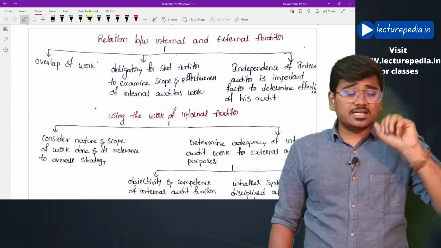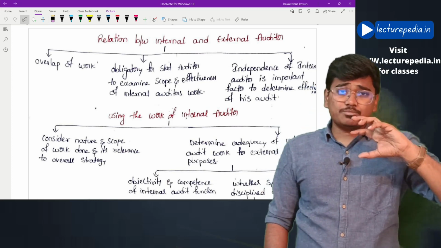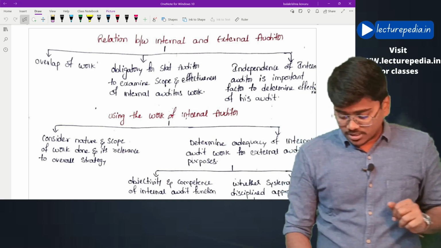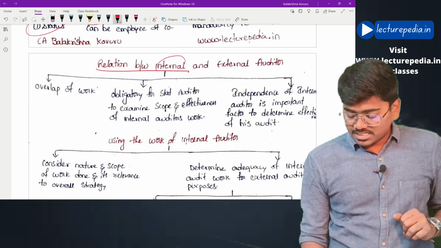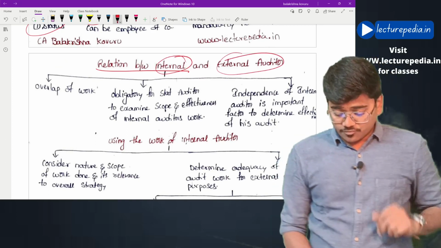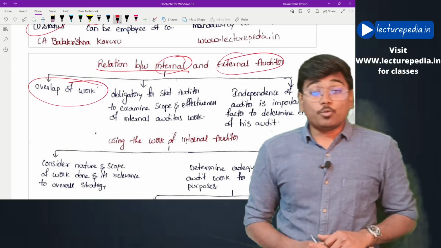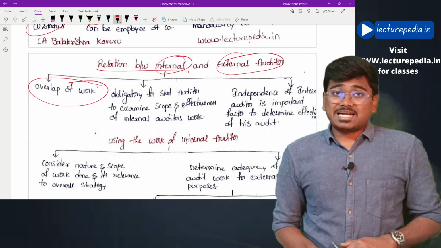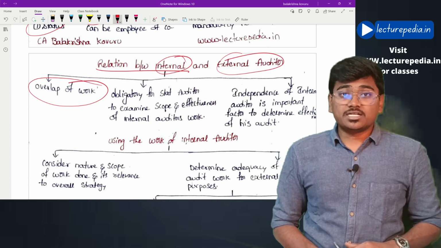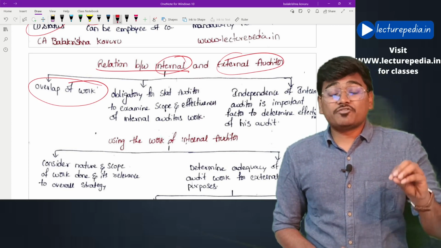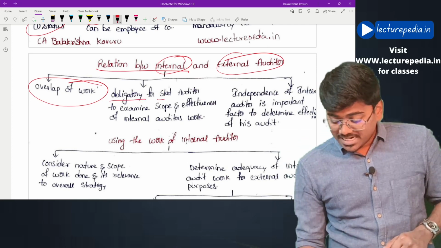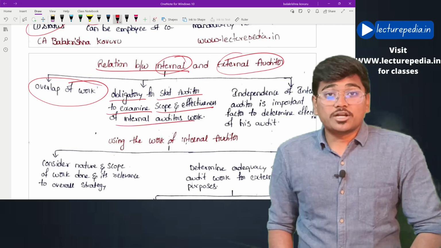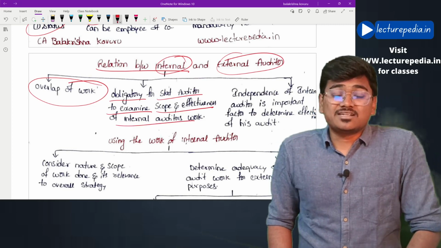The work that is conducted by internal auditor and external auditor, there is some overlapping in the work that is conducted by internal auditor and external auditor. If you see, relationship between internal and external auditor, first of all, there is an overlap in the work that is being conducted by these two people, and also the Companies Act mandates external auditor to review the effectiveness of internal audit work. See, it is obligatory for the statutory auditor to examine scope and effectiveness of internal auditor, how effective the internal auditor has conducted his work.